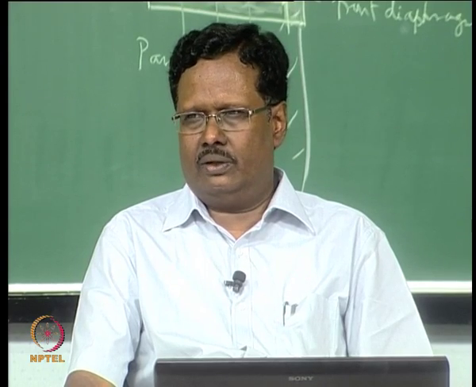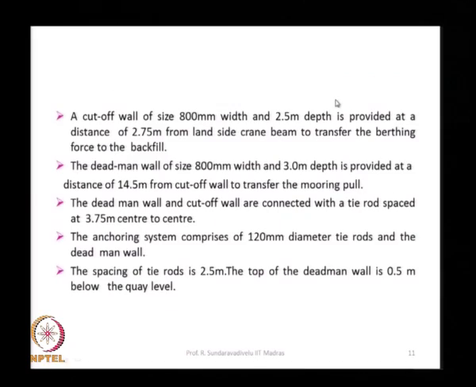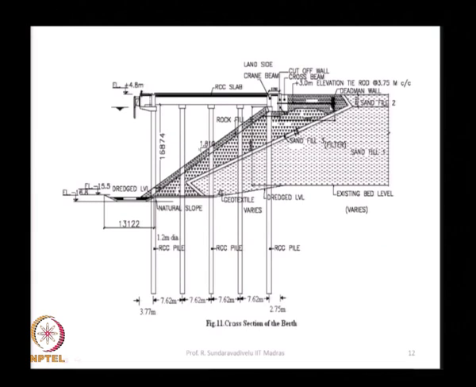At that end, this layout is about 1000 millimeter, or 850, I do not know, it is 800 millimeter thick and it is 3 meter depth and its distance is 14.5 meter. This is 3 meter width, 3 meter depth, this thickness is 800 millimeter, the distance from here to here is 14.5 meters. That means the active pressure on the cut off wall and the passive pressure from the dead man wall should not meet, there should be a gap.